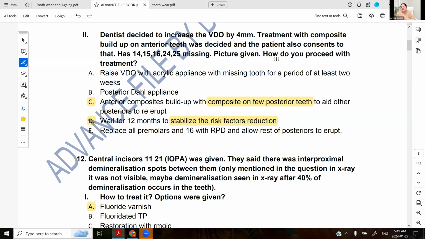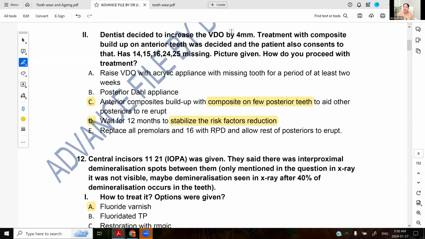Anteriorly, you've decided that composites are being given. And there are certain posteriors which are missing as well, so you are going to give an RPD prosthesis for those missing teeth. Anteriors are being restored and the height is being built by composite, right? That's the clinical presentation. So the RPD will be made after the final vertical dimension is established, after the anteriors and posteriors are fully given crowns.